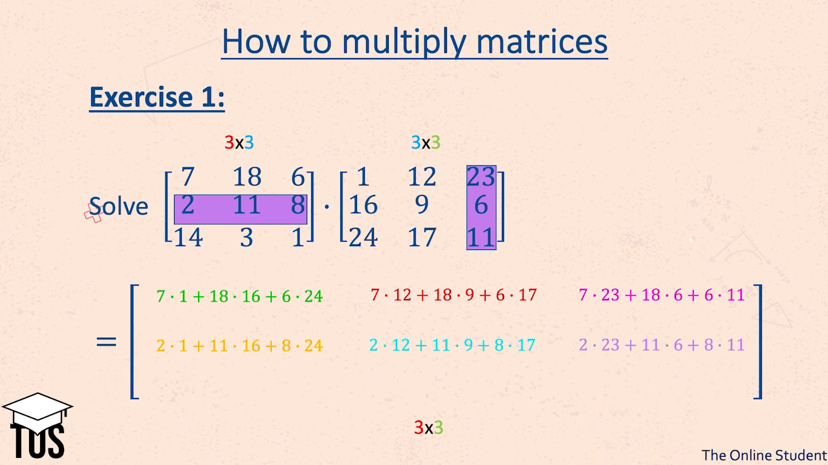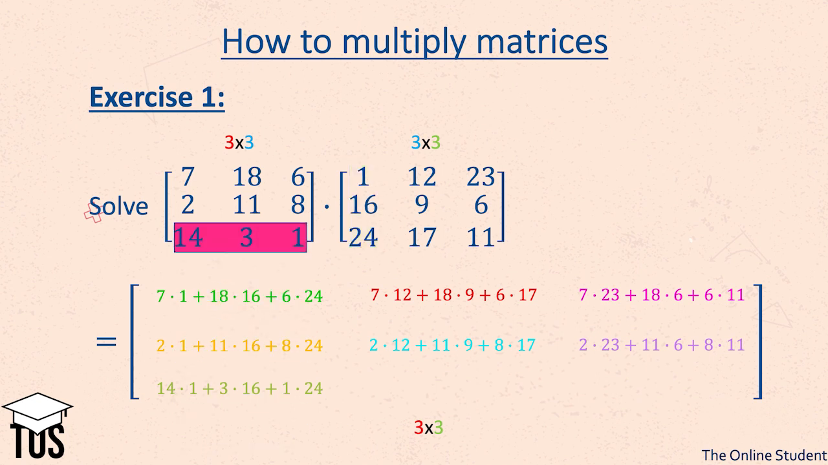This is then 2 multiplied by 23 plus 11 multiplied by 6 plus 8 multiplied by 11. And this will go in the second row and third column of the resulting matrix. Now we take a look at the last row in combination with the first column. And this will be 14 multiplied by 1 plus 3 multiplied by 16 plus 1 multiplied by 24. And this will go in the third row, first column of the resulting matrix.